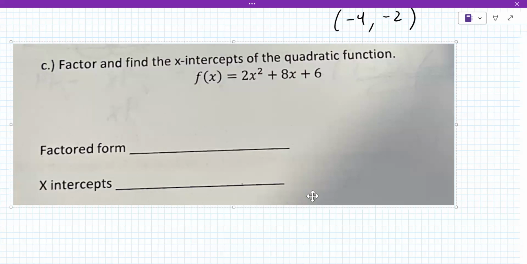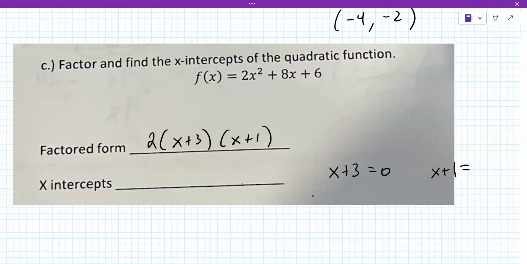So believe it or not, we already did the factored form earlier, so I'm just going to give that to you. Well, we actually already have the x-intercepts. The x-intercepts are when you set this equal to 0. So you have to solve each of those, and you did: x equals -3, x equals -1. So if you need them as an ordered pair, it's (-3, 0) and (-1, 0).